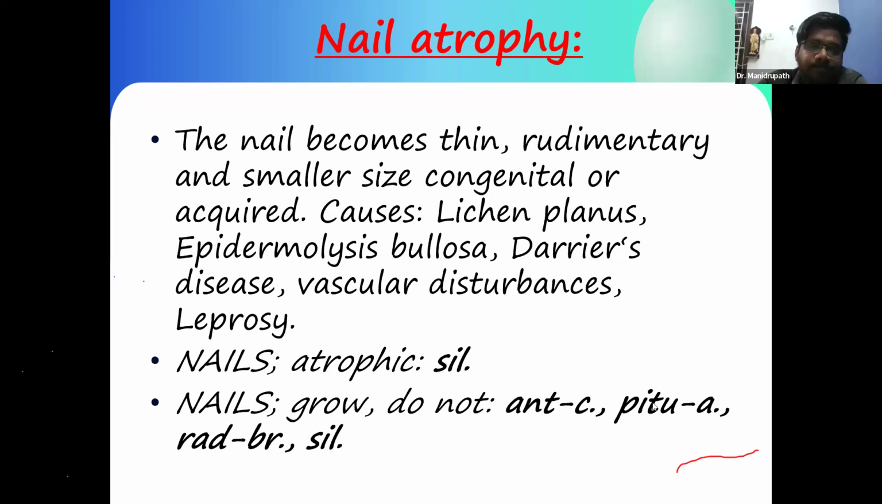Nail atrophy, it is Silicea again. Nails grow but do not, like Antimonium crudum, Pituitarinum, Radium bromide. Radium bromide: joint pains ameliorated by cold applications. Think of this remedy. Next is Silicea. This is a picture for nail atrophy.